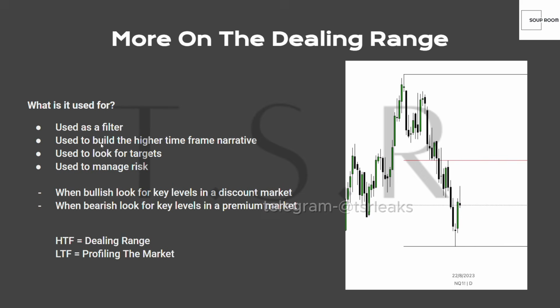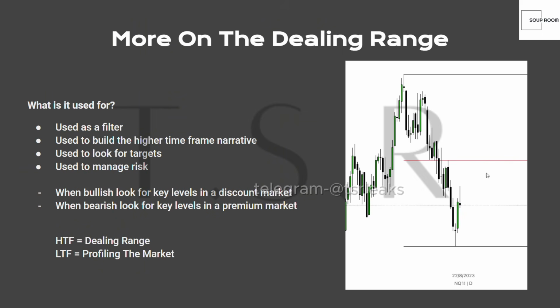Okay, now how can we use the dealing range for the higher time frame narrative? How can we use a dealing range for higher time frame bias? First off, actually, let's start before that. Price is below the midpoint right here. We can expect a reversal on the lower time frame and a retracement on the higher time frame to at least the midpoint of the range. So this means that the higher time frame is bullish to at least the midpoint of this range.